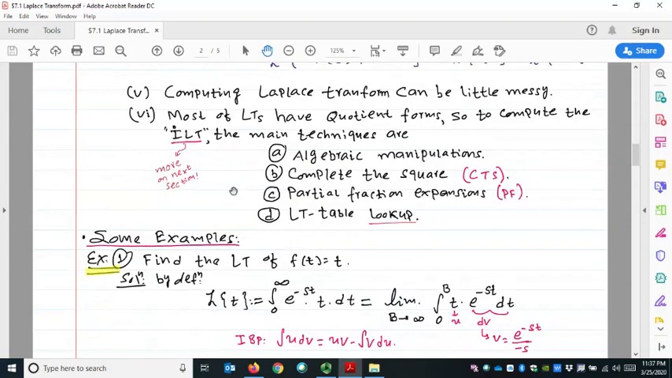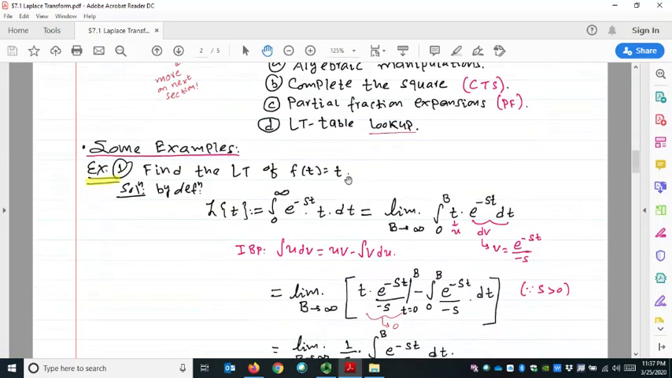Okay, so now let's compute the Laplace transform of some basic functions. First example, let's compute the Laplace transform of t. Solution: let's start with the definition of the Laplace transform. The Laplace transform of t is defined as the improper integral from 0 to infinity, and the multiplier term is e to the power negative st times whatever function is on the left side. We need to multiply here by e to the power negative st. So it is the integral from 0 to infinity of e to the negative st times t dt.